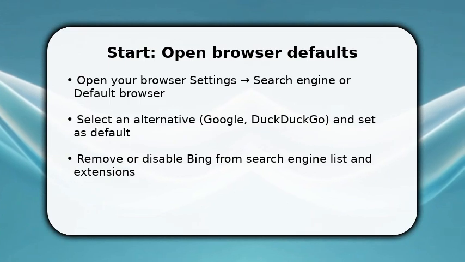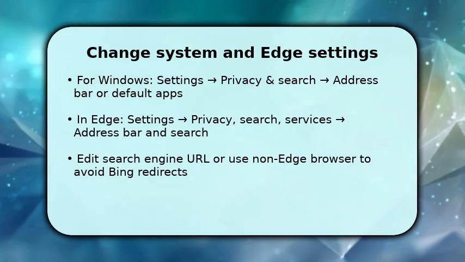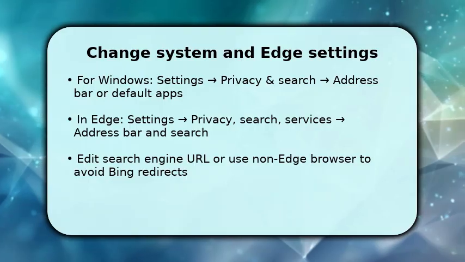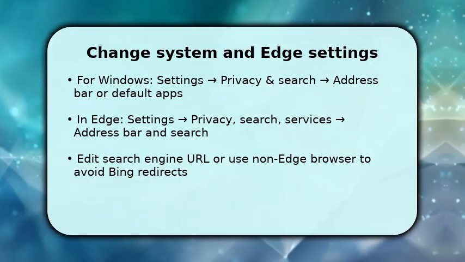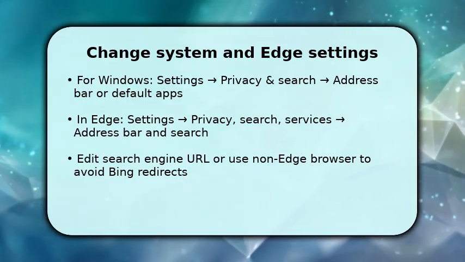Next, tackle system-level bindings and Microsoft Edge, which tends to prefer Bing. In Windows settings, locate default apps or the address bar search options and ensure your chosen browser and search engine are set. This prevents OS search boxes from sending queries to Bing.